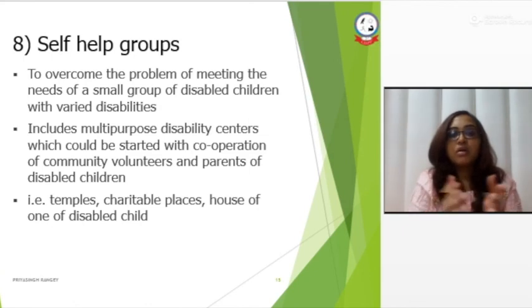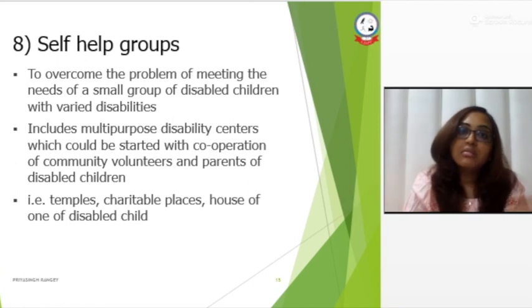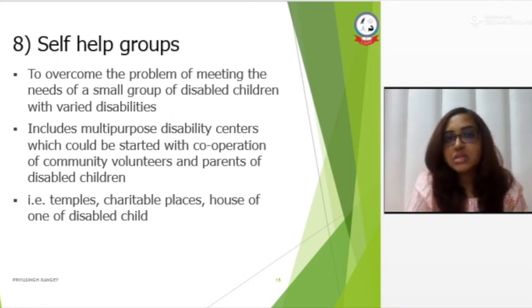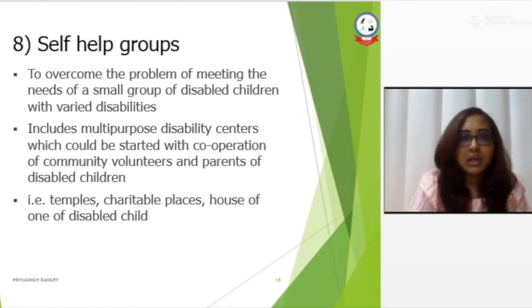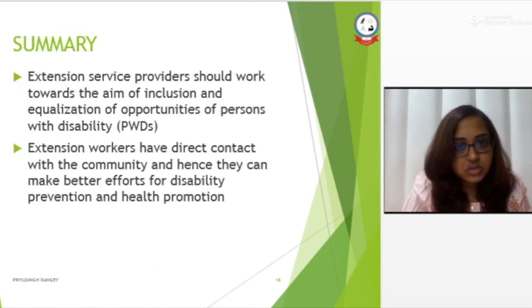We can form groups using the family members of people with disability. The people with a lesser degree of disability can try to formulate these kinds of groups, and they can meet once in a while to discuss among themselves what their requirements are, what their needs are, and how they can help each other. So that is the end of extension services.